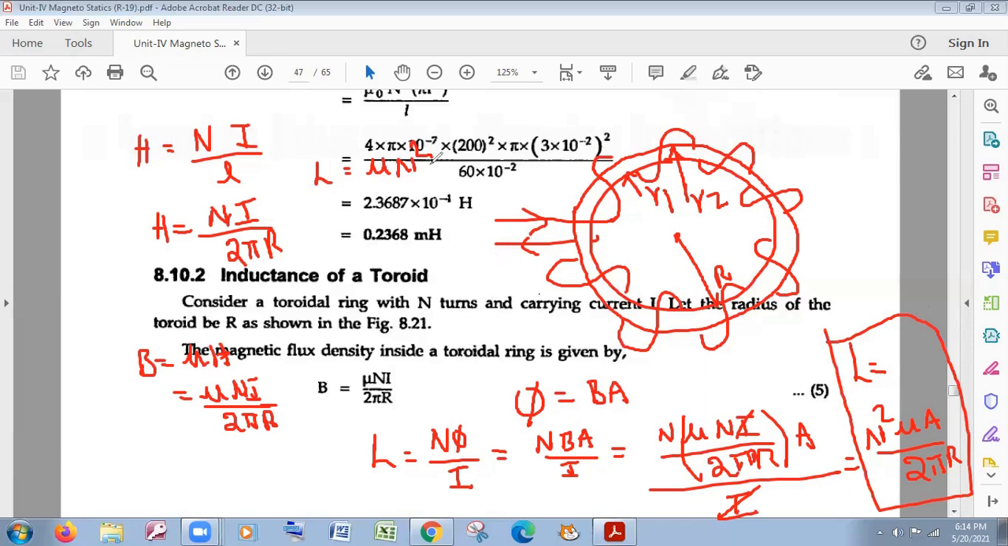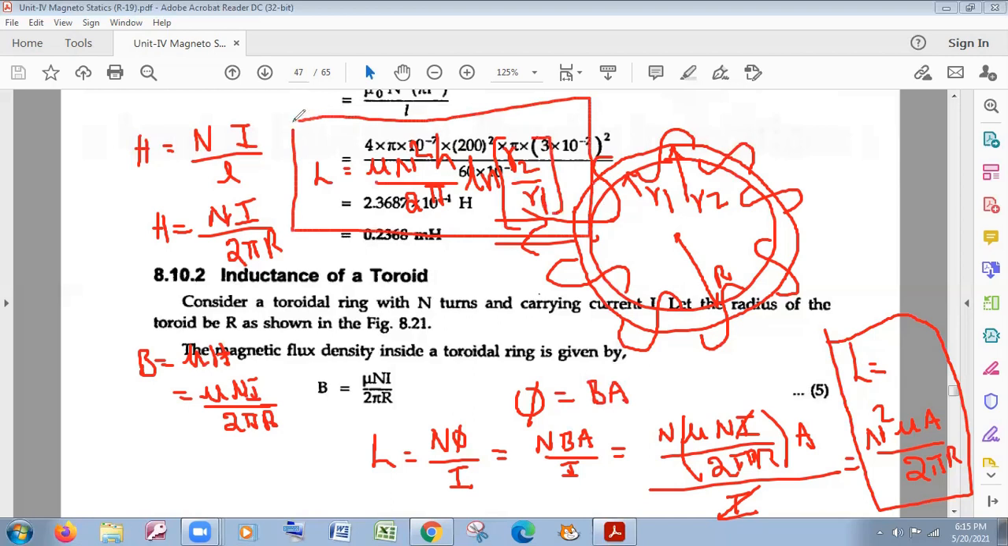Now it is mu N square h, where h is the height of the toroid, and R1 and R2, over 2 pi, I am not taking the single radius R. ln of outer radius by inner radius. So L is equal to mu N square h by 2 pi ln of R2 by R1. Otherwise, L is equal to N square mu A by 2 pi r. Both are the same idea.